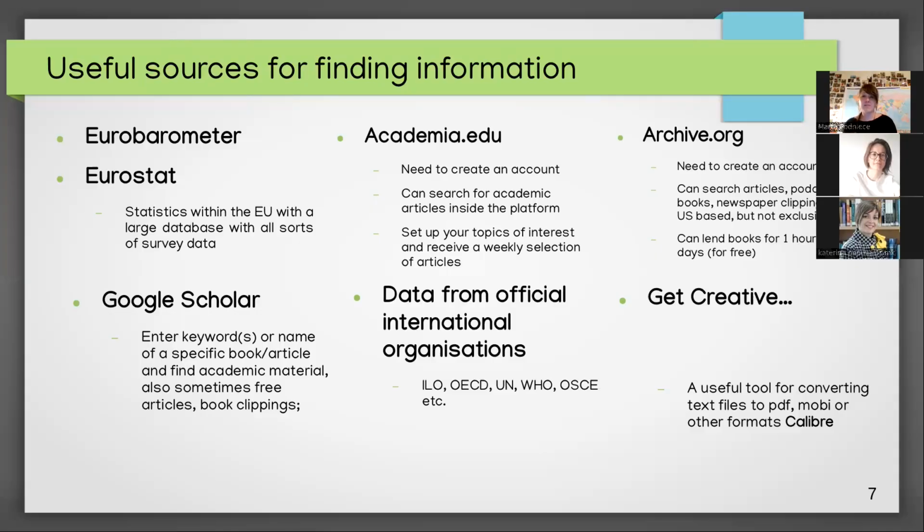Academia is a website basically created for people that post or publish academic articles, but you don't have to do that. You need to create an account, and basically you can search for academic articles inside the platform. And they are free, so you can read them. You also can set up your own topics of interest and receive a weekly selection of articles.